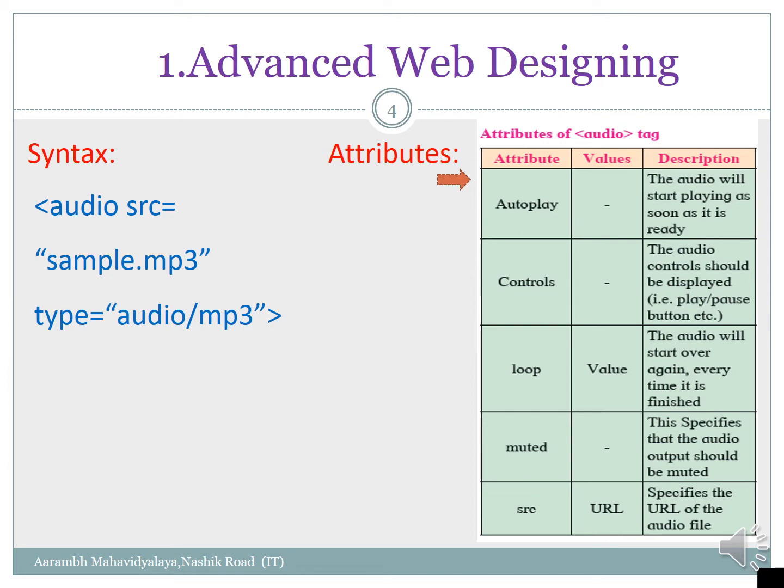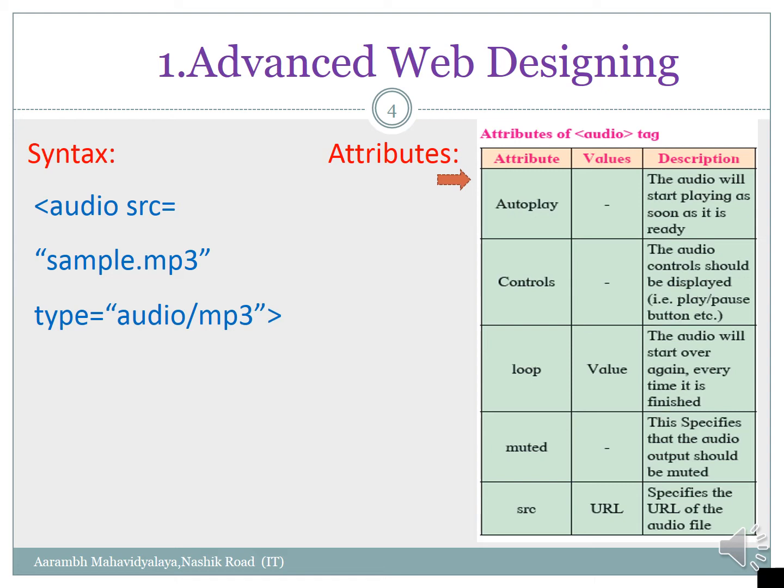Now let us see how to insert an audio file on a web page. To insert an audio file, the syntax is audio source equal to sample.mp3 type equal to audio/mp3, where audio is used as a tag to insert an audio on a web page. Source means the source or location of the used file, sample.mp3, and the attribute type shows the MP3 file format of the audio. We can replace sample.mp3 with our required file.